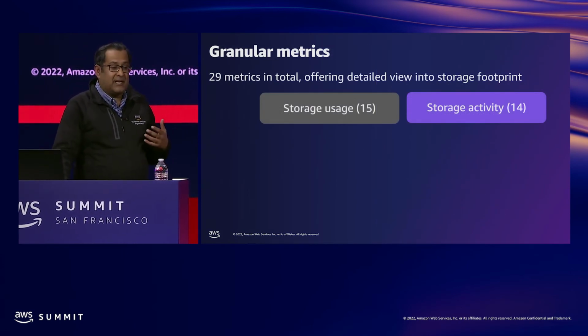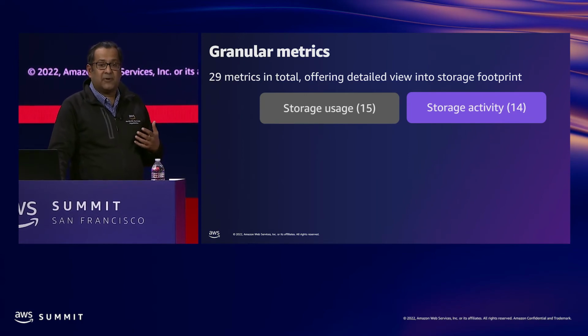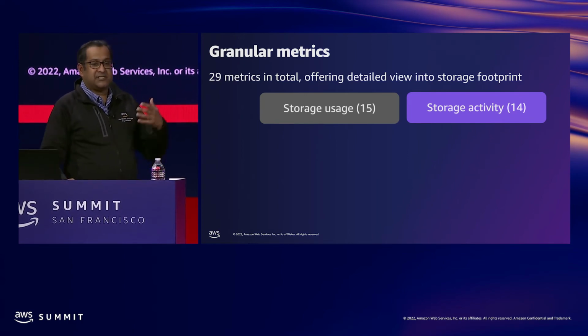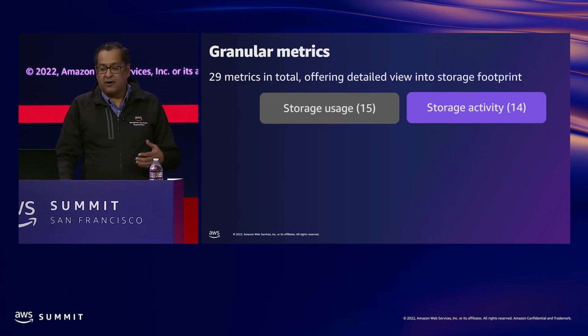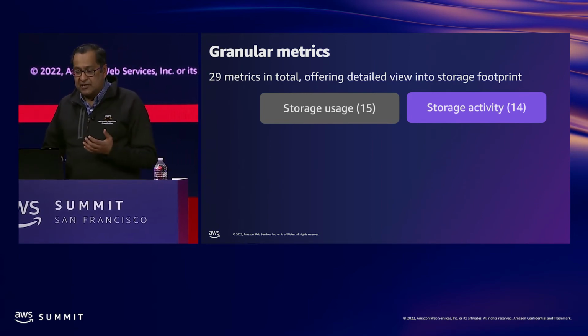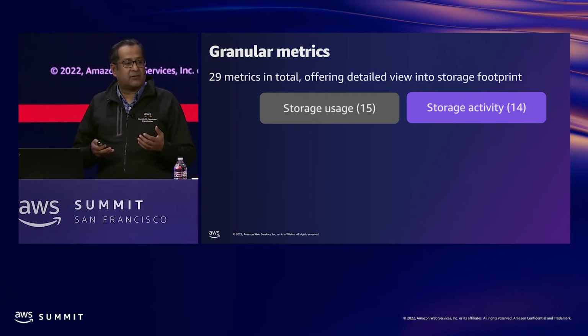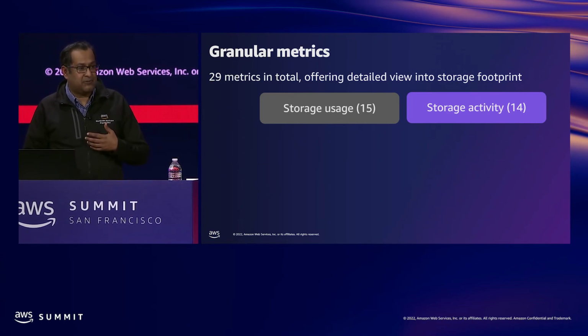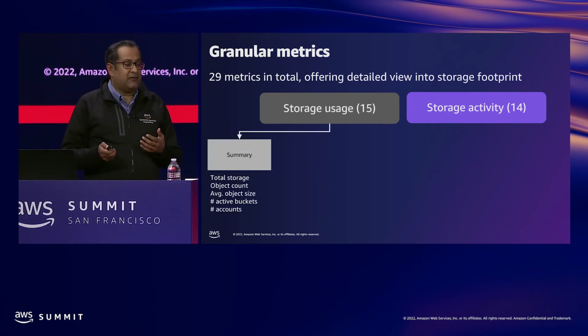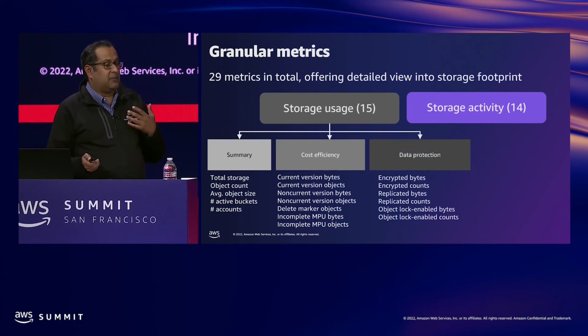I talked about 29 metrics. The metrics can be broken up into two big categories. One is storage usage metrics. There are 15 of them. And then there are storage activity metrics. The storage usage metrics are more about the size and type of storage, while activity metrics are all about the requests that you're making to your storage.